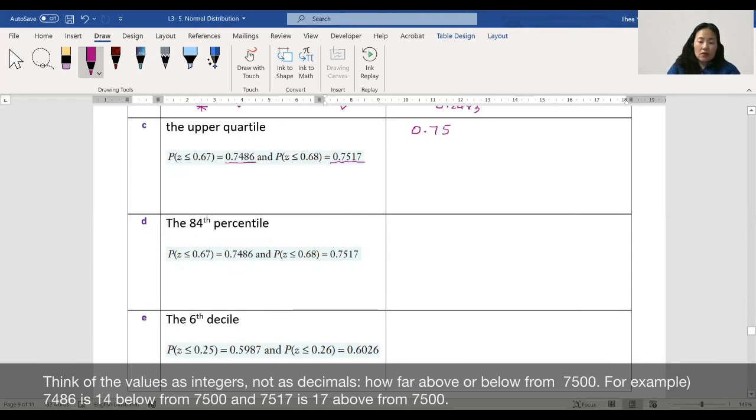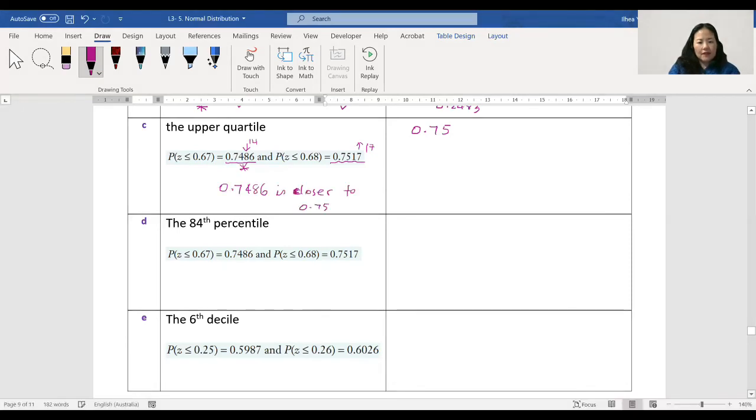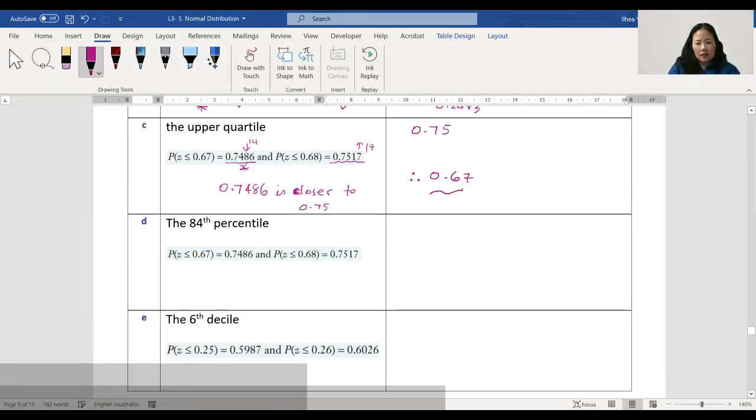Now, okay, so I'm looking at 17 above, and which one is 14 down, isn't it? Okay, so which one will be my best one? It's the 0.7486 is my pick, because that's the closer to 0.75. Okay, therefore my Z score, my Z value is 0.67. Okay, that's my answer.